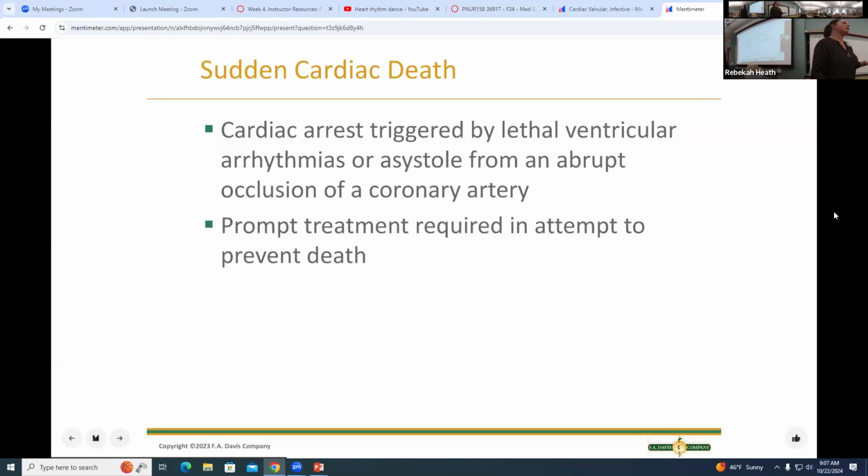of a coronary artery. So what that means is, in the heart, you have a blood clot and it gets stuck in one of your coronary arteries. And so the blood isn't getting perfused to that heart muscle. And so your heart is like, huh, I don't have the blood and oxygen I need. And so it goes into a lethal cardiac rhythm.